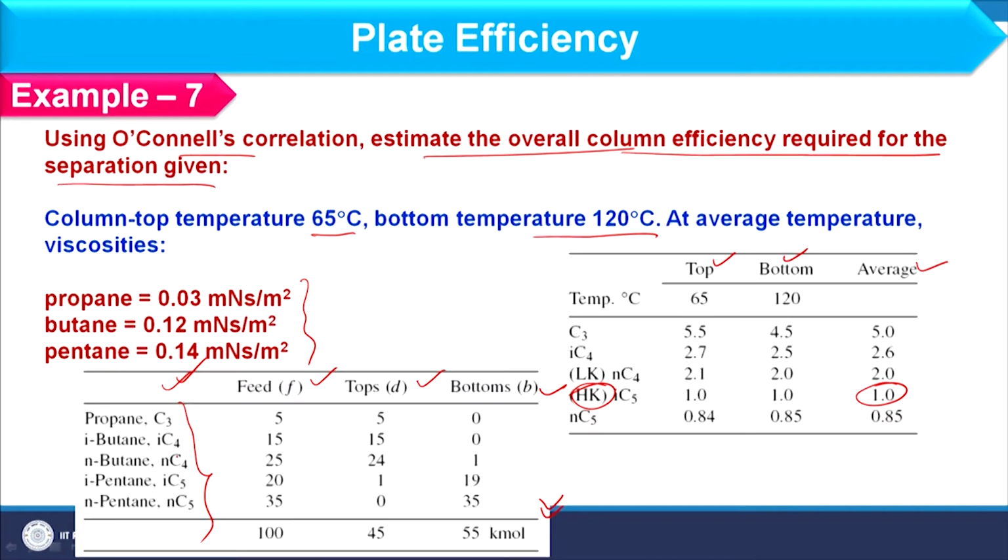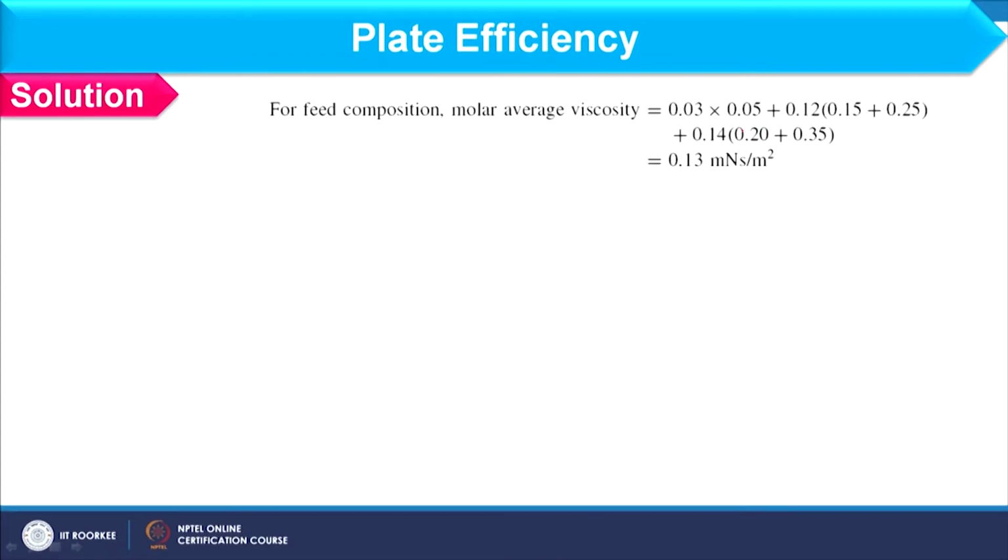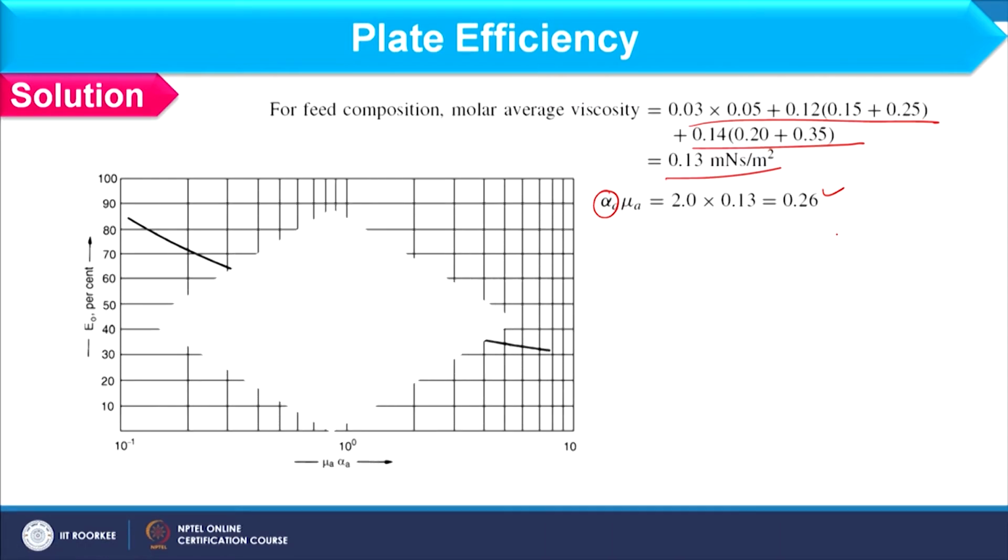Here we first have to find out the average molar viscosity of the liquid. If you see here, I have propane, whose composition is 0.05 and viscosity is 0.03, and for butane we have viscosity 0.12 and composition is 0.15, plus 0.25. In this way you can find out the average molar viscosity of the liquid in the feed, and alpha A is already known to you, so you can find out this factor, which comes out as 0.26.